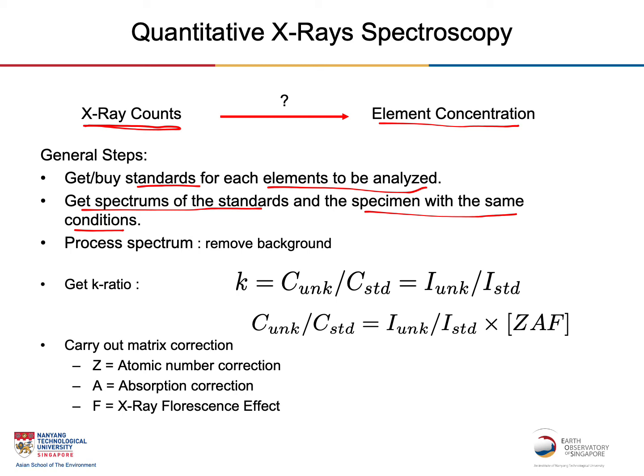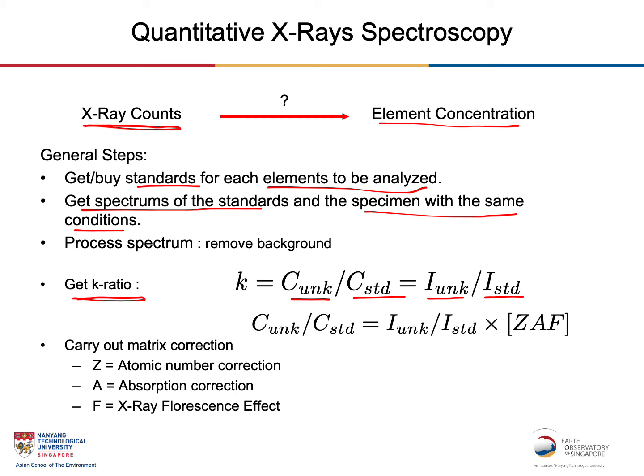And the main principle to convert from the X-ray to quantitative concentration is to compare the difference between the intensity from the standard with that of the unknown sample, which correlates directly with the concentration of the unknown compared to the standard.